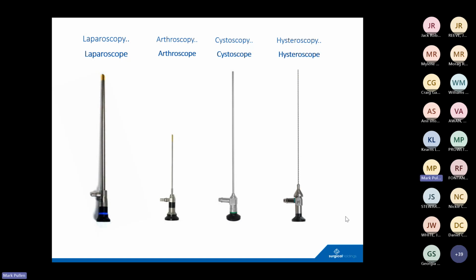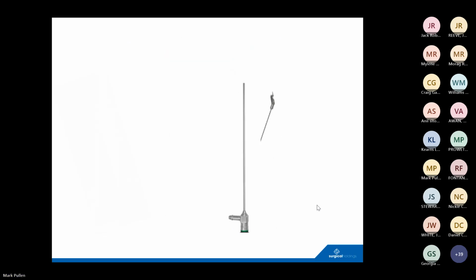Obviously, as we said, they don't need that overall length as they're going into a joint. A cystoscope is generally around 300 millimeters in length. As standard, they have smaller diameters because of the entry points to the body. And then finally, on the right-hand side here, the hysteroscope. So very small diameter, down to like 1.9 millimeters. These can also be what we call semi-flexible due to the nature of their use.